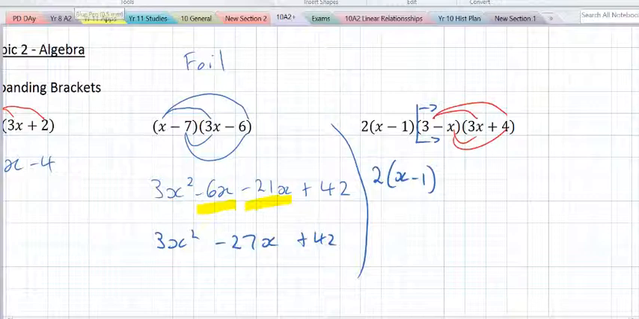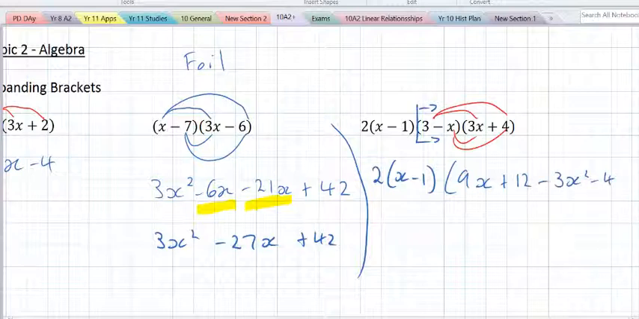Which would give us 9x squared. Well, 9x squared. Why is it 9x squared? I lied, just 9x. Well done. Why are you tricking me? 9x plus 12 minus 3x squared minus 4x.